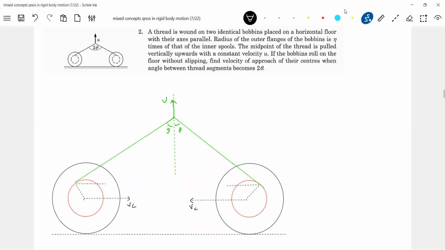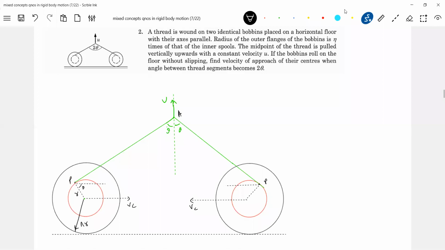Now the inner radius is R, and the radius of the outer flanges of the bobbin is eta times that of the inner spool. So this is R if you take it, and this radius will be eta R. You show for any one. So this is theta, then this should be theta according to the mathematics. So there's a point A, and there's a point P.